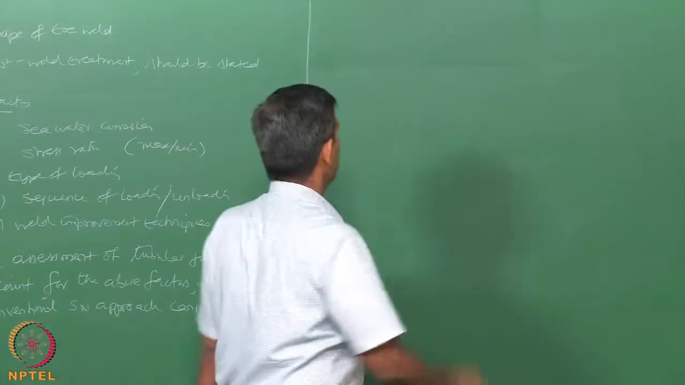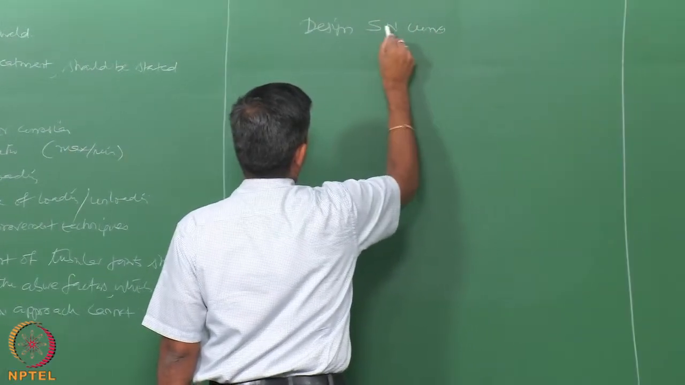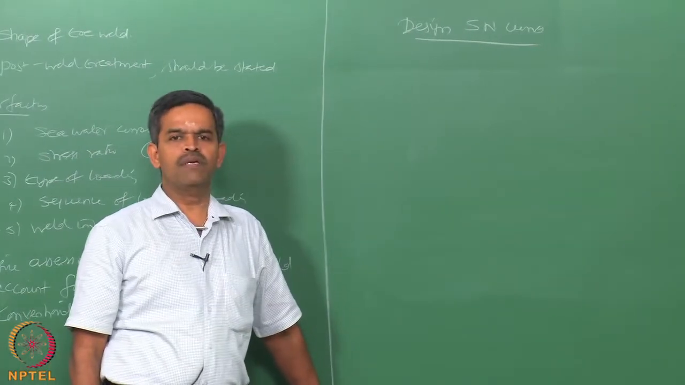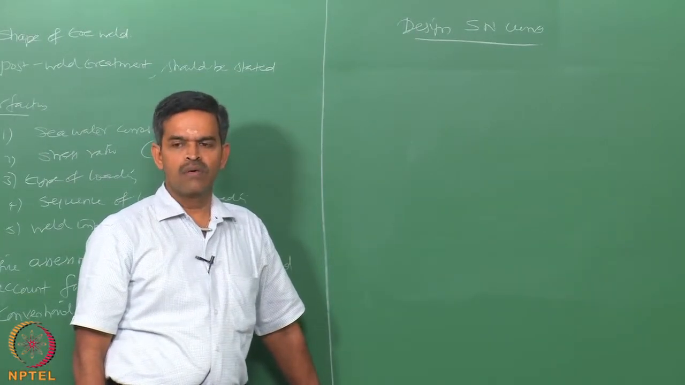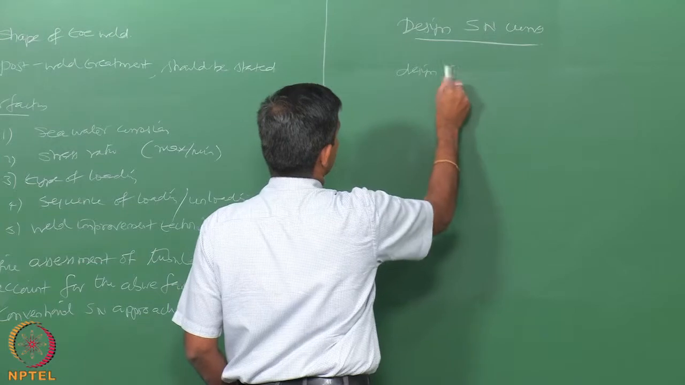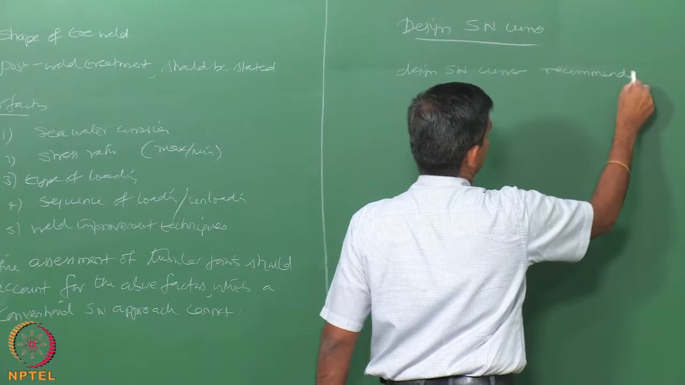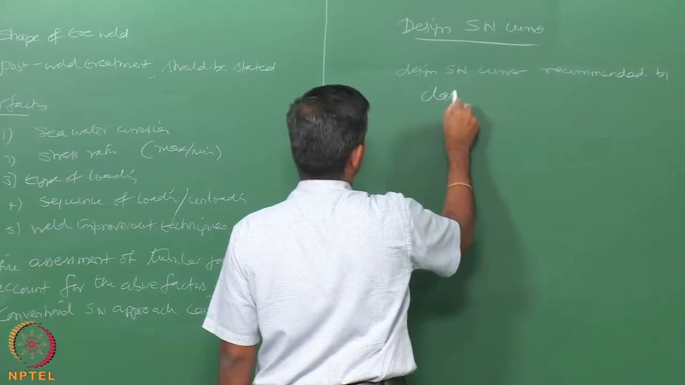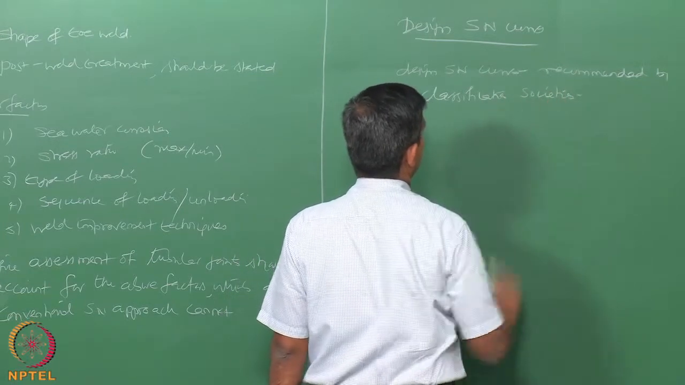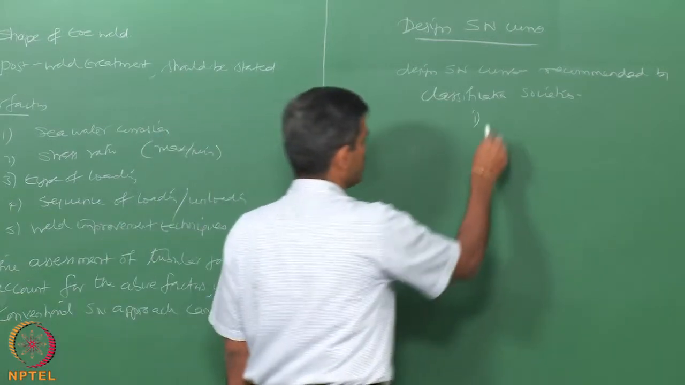So, therefore, we go for design SN curves. Various classification societies have recommended design SN curves for both kinds of structures. Design SN curves are recommended by classification societies for both plate type and tubular joints.